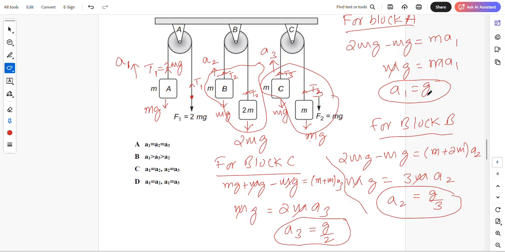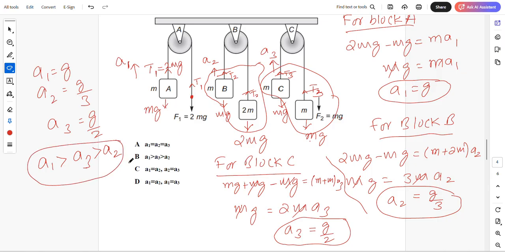How much is a1? a1 is g, we got. a2 is how much? g by 3. a3 is how much? g by 2. Which is greater? a1 is greater than a3, which is greater than a2. This is the correct answer, a1 greater than a3 greater than a2. Hope you understood this. This is a very easy sum, provided you understand this very clearly.